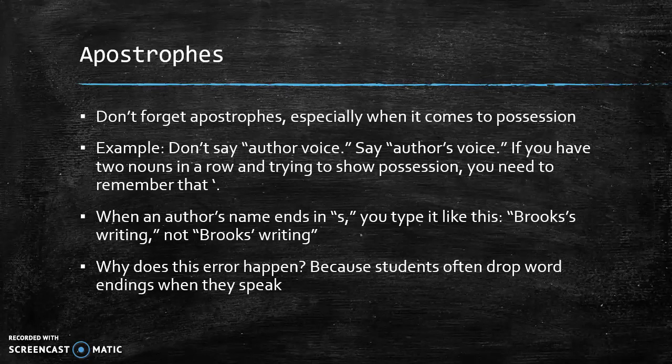Okay? When an author's name ends in S, you type it like this. You put S apostrophe S. I know this is weird. This is something you may not have been taught about, but this also relates to MLA style. You are not talking about somebody who is plural, like you see in Brooks's writing with the S apostrophe, but you're talking about one person, so you would say S apostrophe S. Again, I know that's weird, but that's the way that it should look.